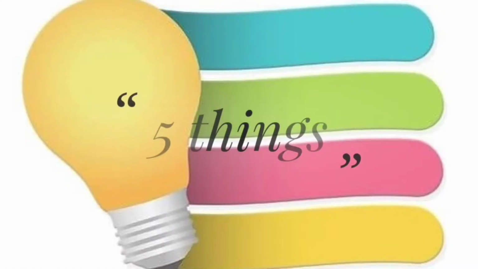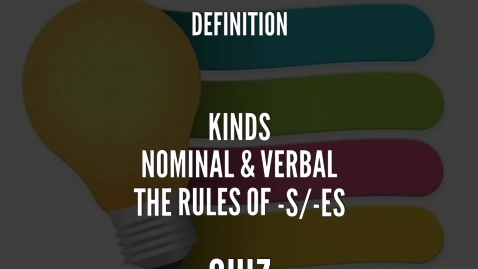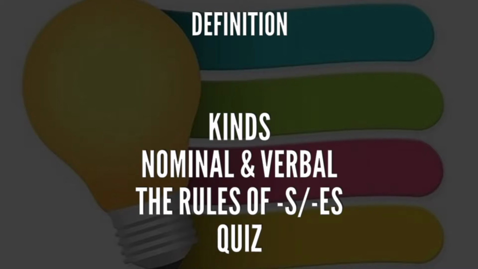There are 5 things that we're gonna talk about. The first one is about definition of present tense. The second one is about kinds of present tense. And the third one is forms of nominal and verbal sentence. The fourth one is the rule of s or es for the third person singular. And the fifth one is quiz. Okay, it is at the end of this section.